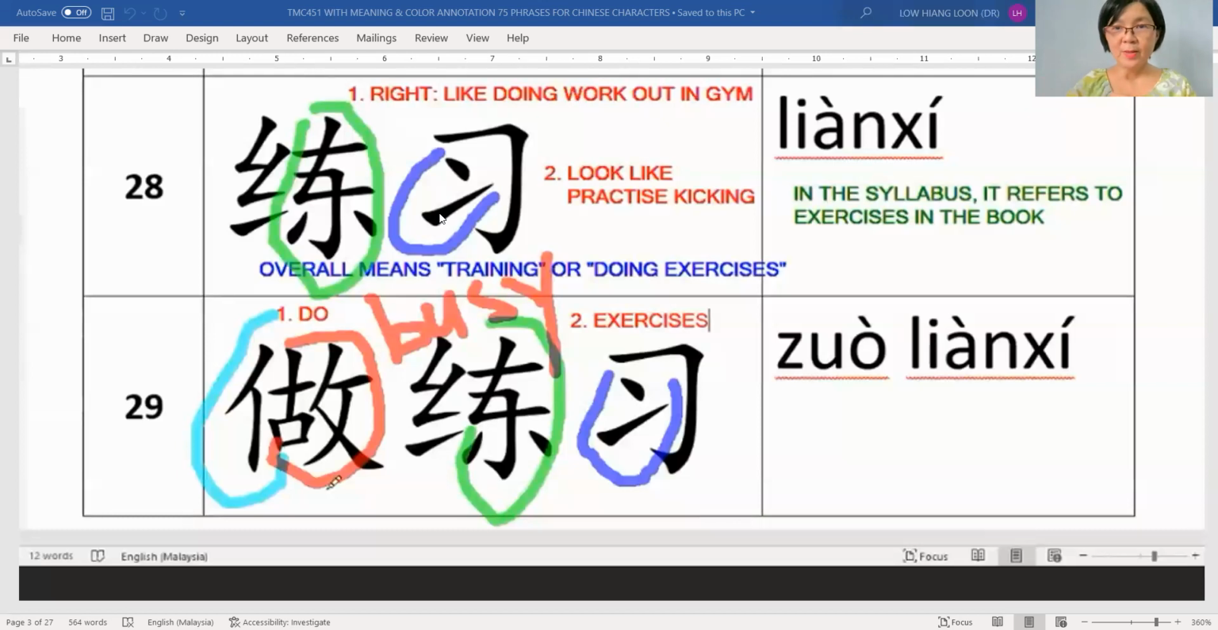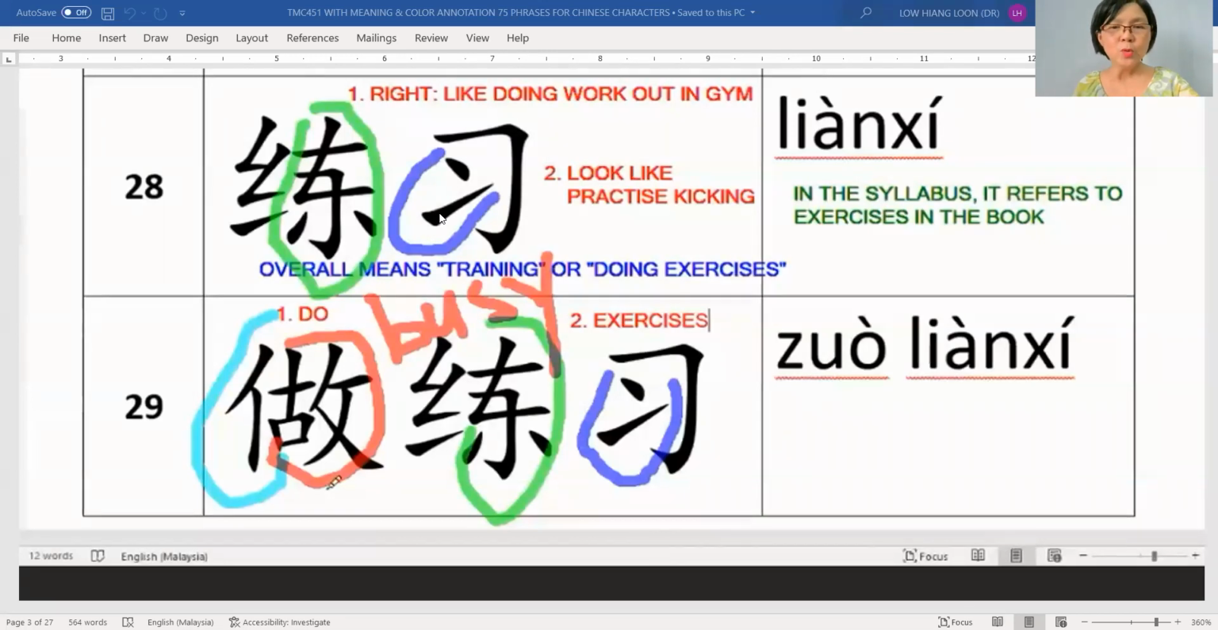What do you think? Like in a gym, will you see this? Yes or no? Kicking or punching. Okay. Punching or kicking. Okay, so it is still practice. So the whole situation means doing exercise and being very, very hardworking, you know, keep doing.